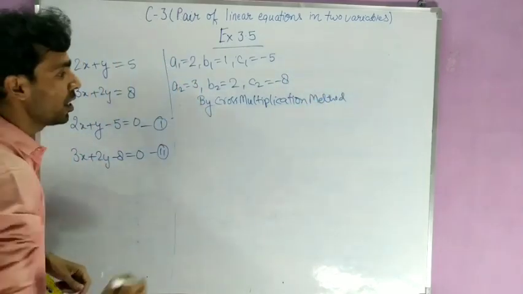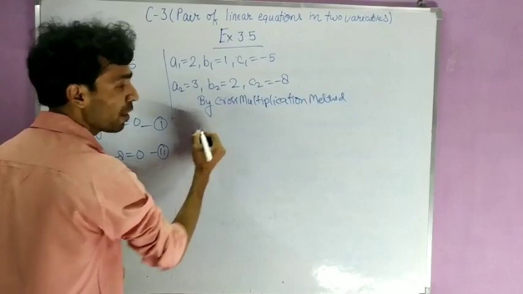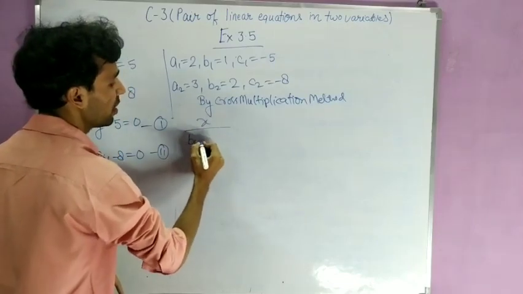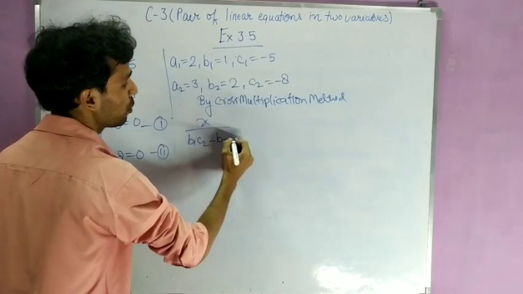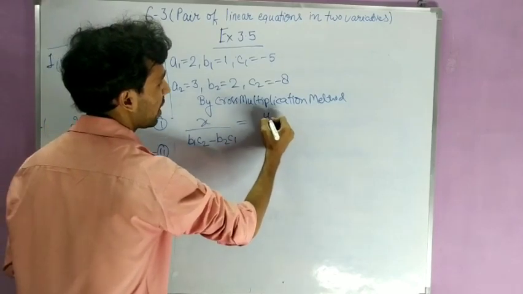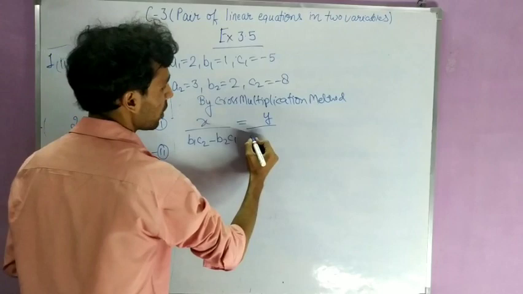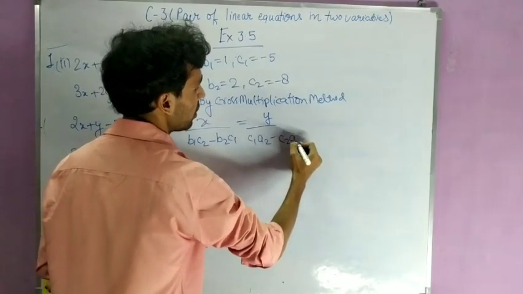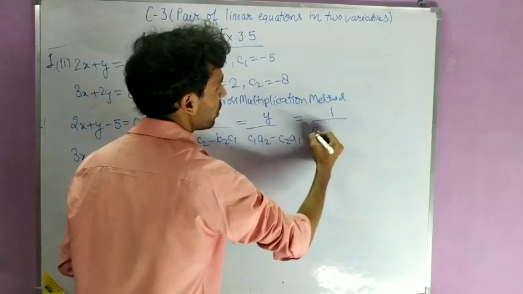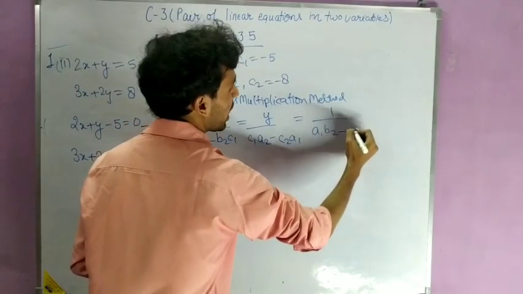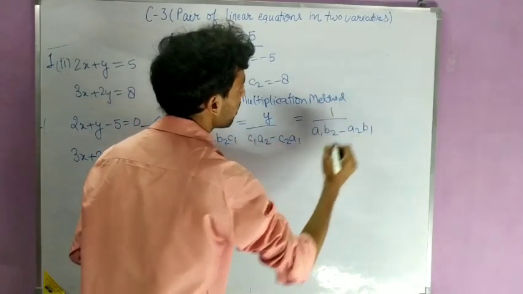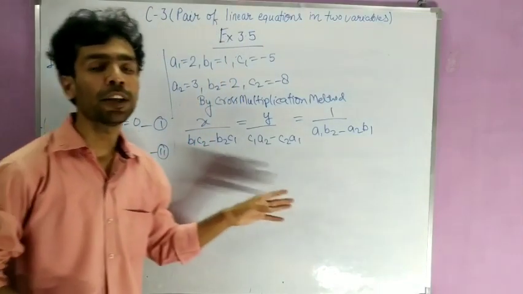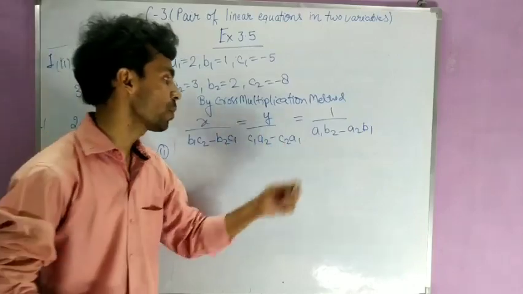What is the formula, student? x upon b1 c2 minus b2 c1 equal to y upon c1 a2 minus c2 a1 is equal to 1 upon a1 b2 minus a2 b1. This is the formula of the cross multiplication method. So now put all the values of a1, a2, b1, b2 and c1, c2 in this expression.